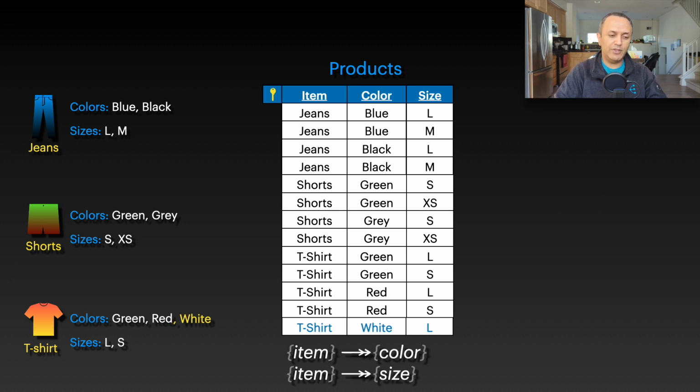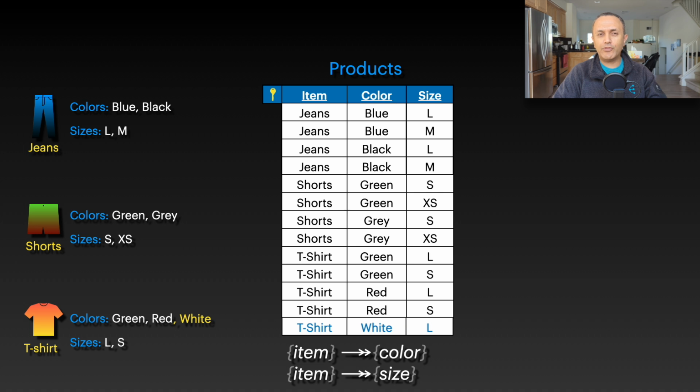So we denote that in this way. We have a multi-valued dependency from item to color, and we have this kind of double-headed arrow, and the same thing from item to size. When we came up with this table, we kind of created almost an association between the color and the size, which introduced the problem that we have.